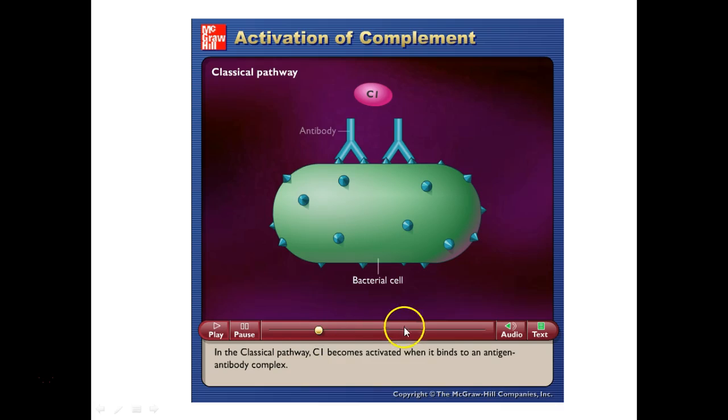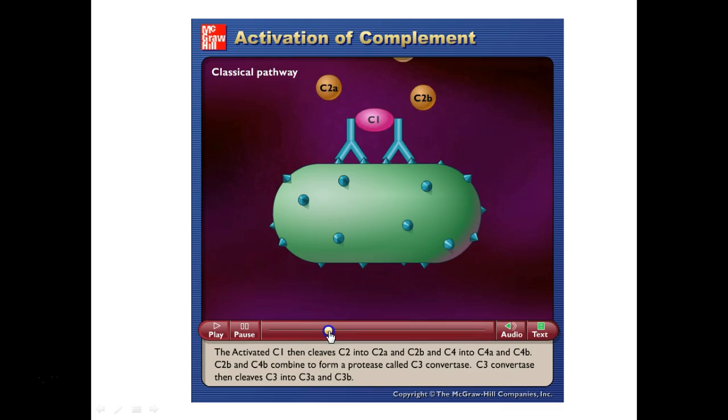For the alternative, and so what was the major event, do you think, here for classical? So here's C1 binding, and then C2 being split. And notice when they split the molecules, that's when they get the little A and the little B designation. That's to let you know it's a fraction, a piece of the original complement molecule. So they're in our blood. They spill into our tissue during inflammation because they're in the liquid phase of our blood, these complement proteins.